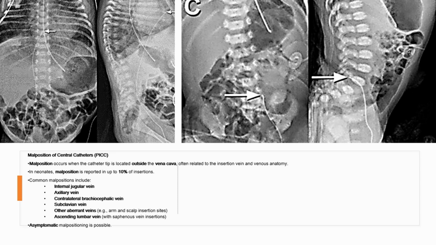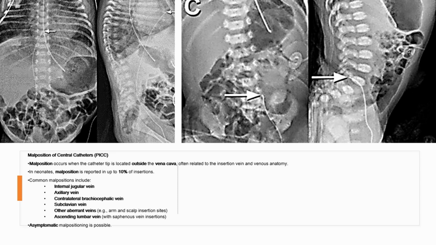Malposition occurs when the catheter tip is located outside the vena cava, often related to the insertion vein and venous anatomy. In neonates, malposition is reported in up to 10% of insertions. Common malpositions include internal jugular vein, axillary vein, contralateral brachiocephalic vein, subclavian vein, and other aberrant veins. For example, arm and scalp insertion sites, ascending lumbar vein with saphenous vein insertions.